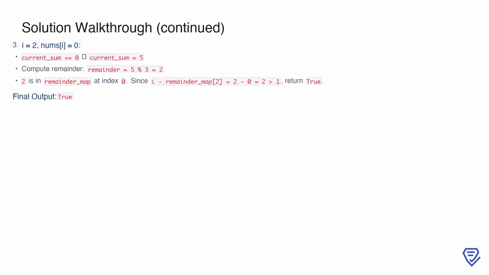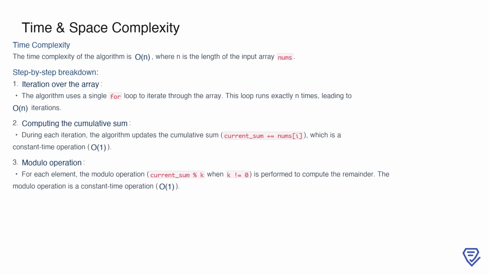This concludes our solution walkthrough, demonstrating how the remainder-based approach efficiently checks for subarrays with sums divisible by k. The time complexity of this algorithm is O(n), where n represents the length of the input array nums. Let's break this down step by step. First, the algorithm uses a single for loop to iterate through the entire array, and since the loop runs exactly n times, this contributes O(n) to the overall time complexity.